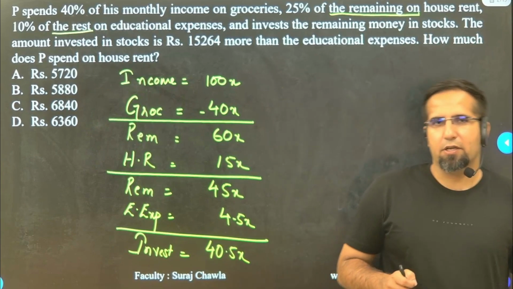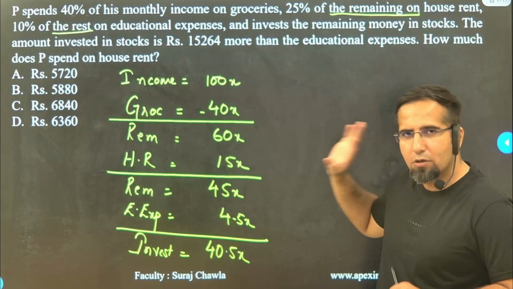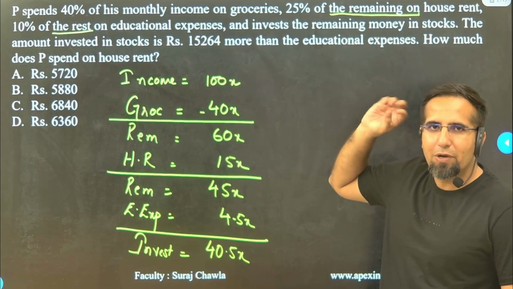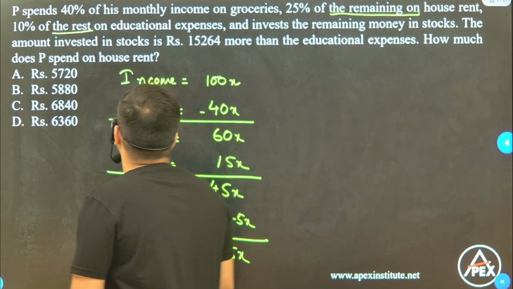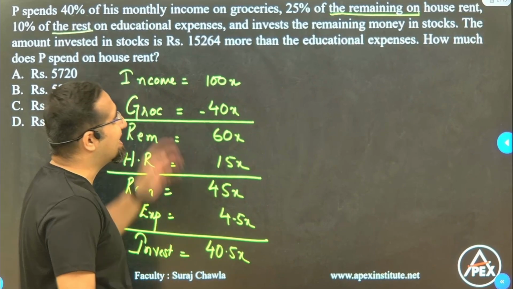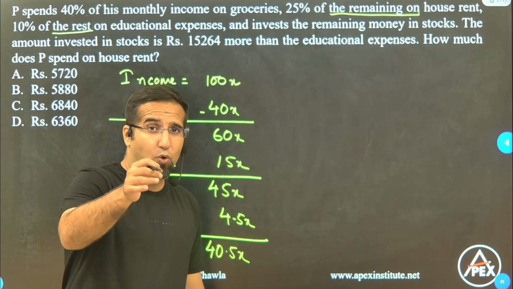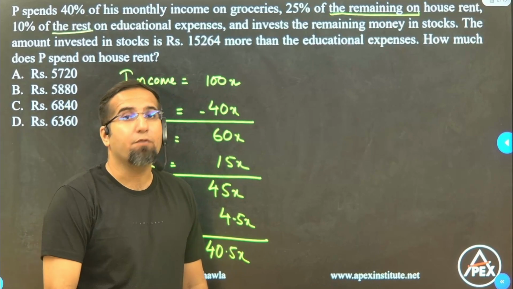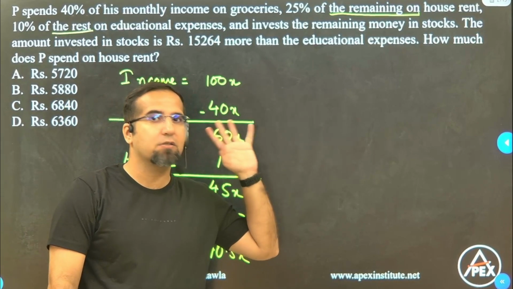Once we have this, it becomes very easy for us to calculate, because now I have to just plug in values from here, apply to whatever is given in the question and calculate. Now we read the question statement again. The amount invested in stocks is 15264 more than educational expenses. Whenever I see the word more, less or difference, we use the concept called subtraction. Subtraction of larger value minus smaller value.